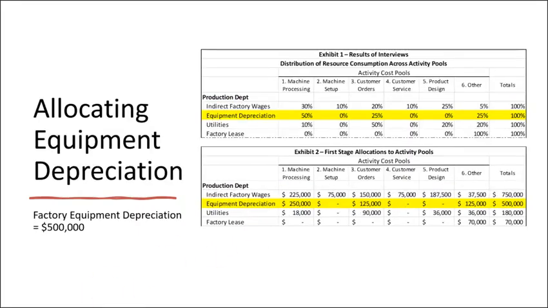Let's do another. Next, let's allocate the $500,000 of equipment depreciation. This is from the production manager, likely. Again, we go to the source, the production team, and ask how that equipment is being used across activities. We have $500,000 of cost. They say 50% of it's used in machine processing, 25% for customer orders, 25% other. Allocate that accordingly, 500,000 times those percents for each of the relevant pools.